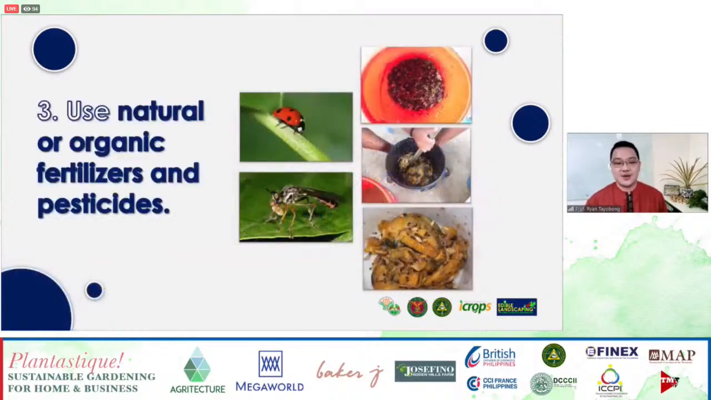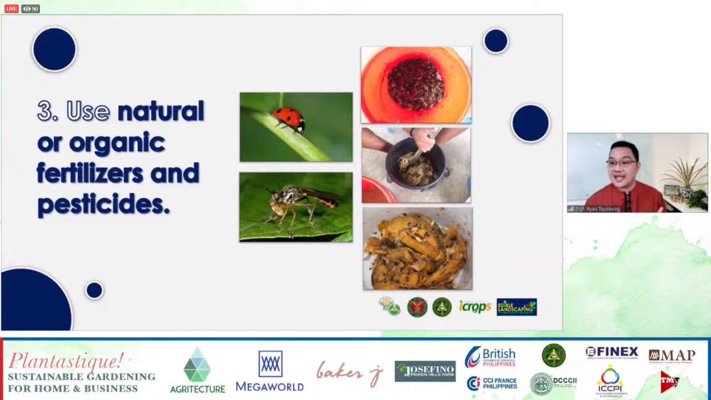Next is the use of natural or organic fertilizer and pesticides. Under the recommendation of the edible landscaping team, we highly recommend using natural or organic fertilizer. I know the majority of our household wives and community would also love to use natural and organic because of some ideas regarding the use of chemical ones. But I will not discuss that much here. The good thing about natural and organic is that it is safe, and you can use materials that can be found in our homes.